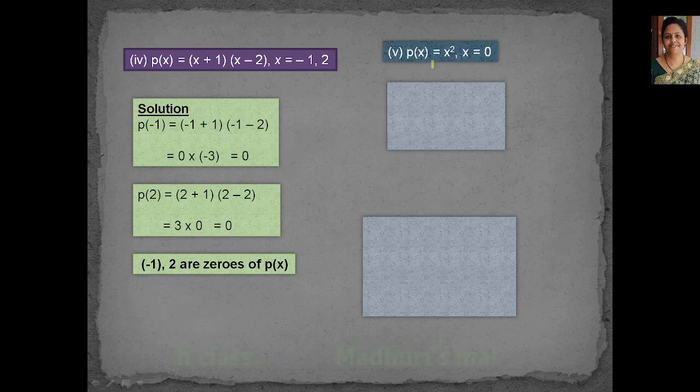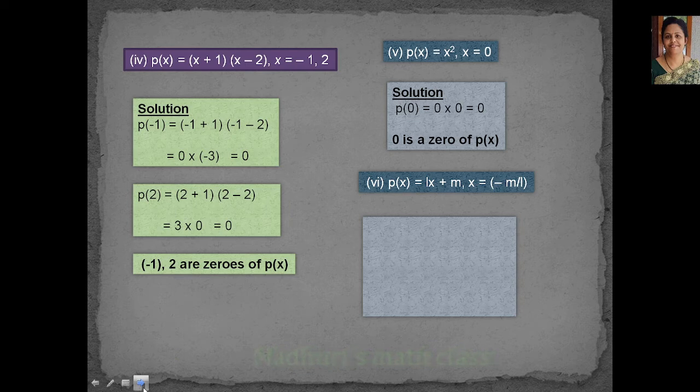Next one, P(x) is equal to x squared. x is equal to 0. So, P0 is 0 into 0, 0. So, therefore, 0 is a 0 of P(x). Next one, sixth one, P(x) is lx plus m. x is minus m by l.